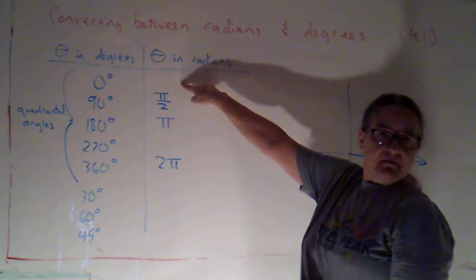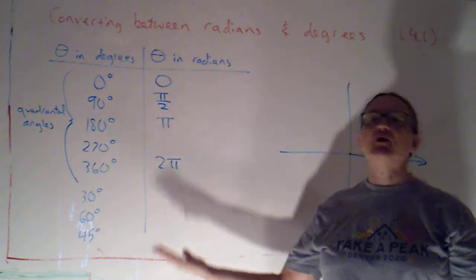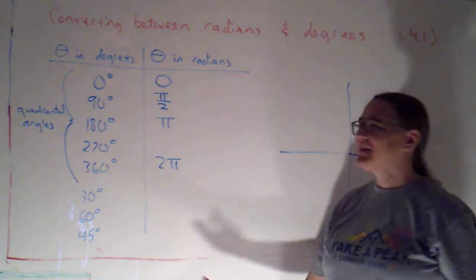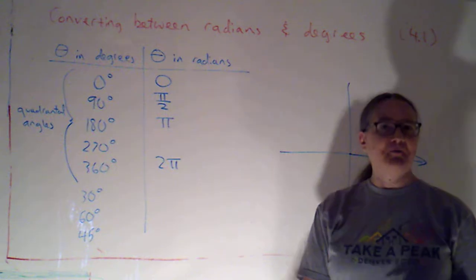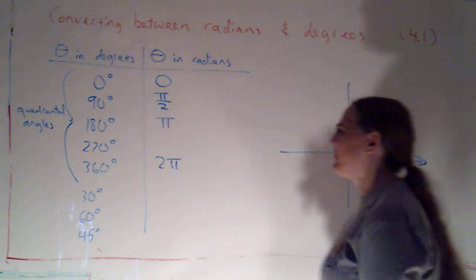0 degrees, that's maybe the easiest. If you don't rotate at all, you're going to be 0 no matter what unit you're using. So if I don't write any unit, it means 0 radians. If I write the degree, it means 0 degrees. It's the same angle either way. Okay.